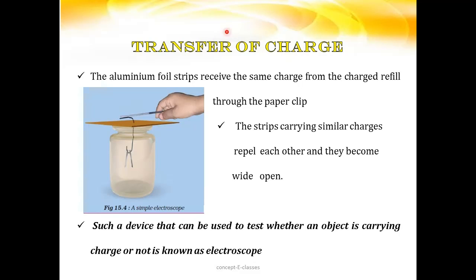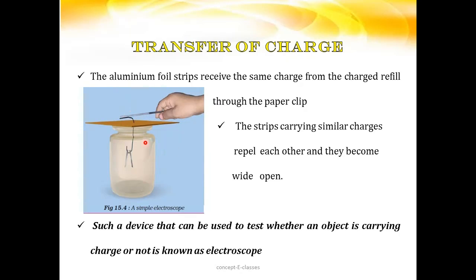Now let's study the transfer of charge. In order to understand this, let's consider an activity. Take an empty jam bottle and take a piece of cardboard slightly bigger in size than the mouth of the bottle. Now pierce a hole in it such that a metal clip can be inserted. Now open the paper clip as shown in the figure and cut 2 strips of aluminium foil and hang them on the paper clip. Now charge a refill and touch it with the end of the paper clip.